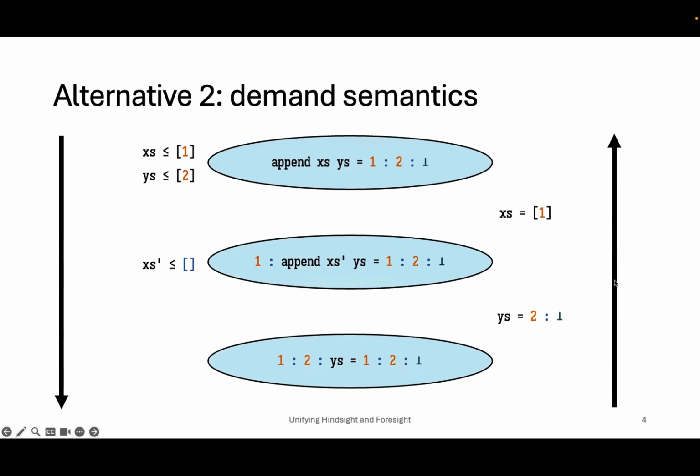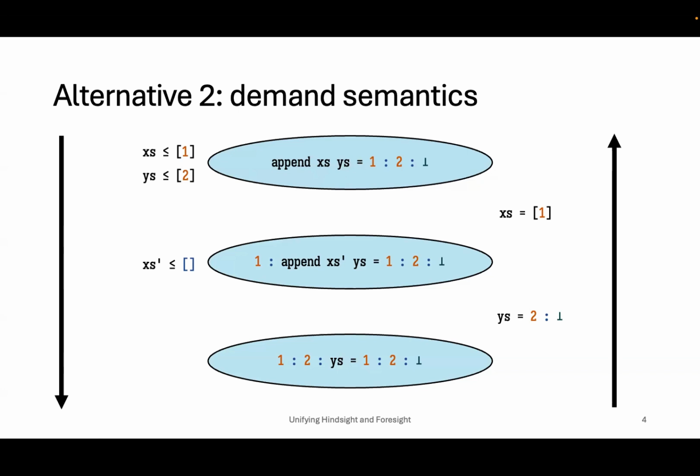The other alternative that I'm going to talk about today is called demand semantics. The way this works is a lazy computation occurs in a context. And that context tells you how much of the computation's result is eventually going to be needed, right? So if I'm appending two lists together, I'm showing here Xs and Ys, and I'm saying Xs is in some sense related to the singleton list 1, and Ys is related to the singleton list 2. If I add them together, how much it costs to evaluate that depends on how much of the result I'm eventually going to need, right?